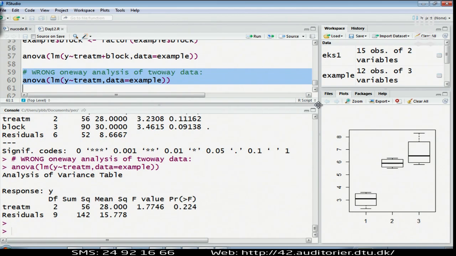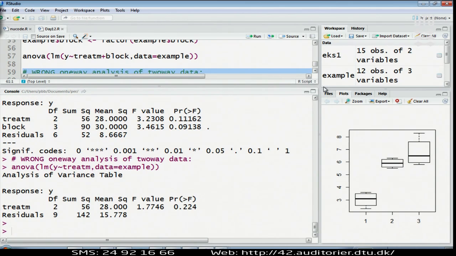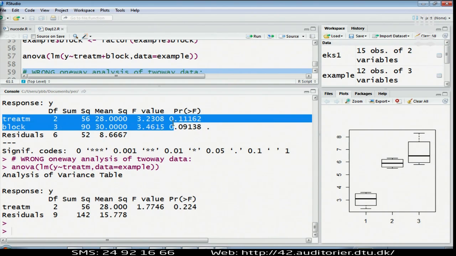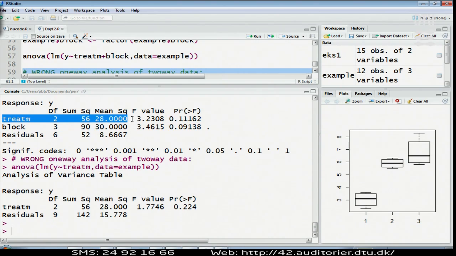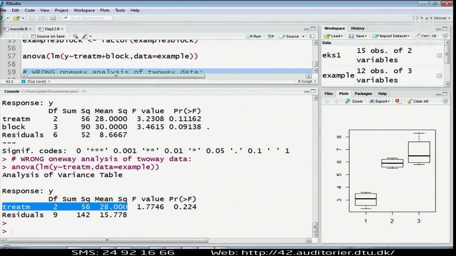It's the same data here. Look at this. The upper part was the correct two-way analysis. The lower part was the wrong one-way analysis, right? For the treatment, not the p-value, but the treatment sums of squares and mean squares, there's no change. That's what I told you. That's the same computation.